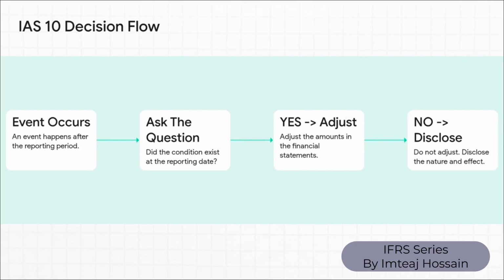So here it is, the whole logic in 4 simple steps. An event happens, you ask that golden question: did the condition already exist? If the answer is yes, you adjust the numbers. If the answer is no, you just disclose it in the notes. That's the framework. Clear, simple, and really powerful.